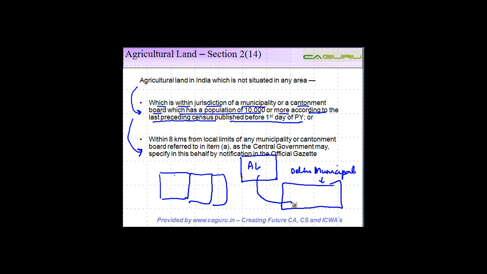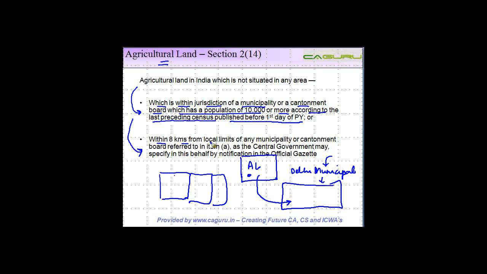So if this agricultural land lies within the jurisdiction of this municipality or a cantonment board, and this municipal corporation has a population of greater than 10,000. It's actually, 10,000 is a very small number, but it is the way it is. So if this agricultural land lies within the municipal area, which has a population of more than 10,000, as per the last preceding census, then this agricultural land is not an agricultural land for the purpose of income tax. When I say not an agricultural land for income tax, it means the profits arising from sale of such land are going to be taxable. Let's also look at the second condition.